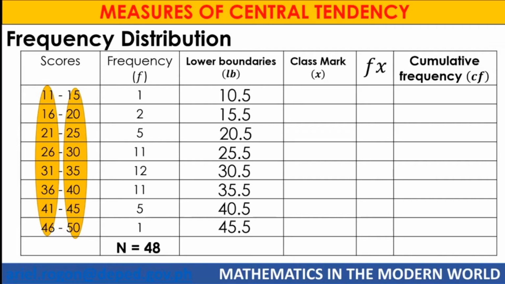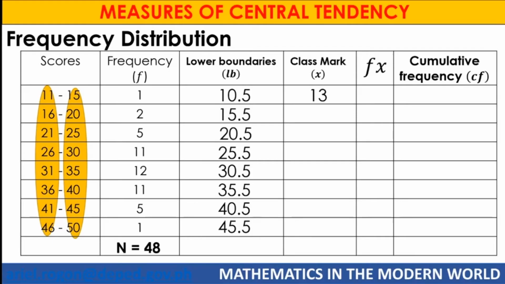So, how to get the class mark? Just add 11 plus 15 divided by 2. So, again, just get the average. 11 plus 15 divided by 2, that is equal to 13. So, 11 plus 15, that is 26, divided by 2, that is 13.